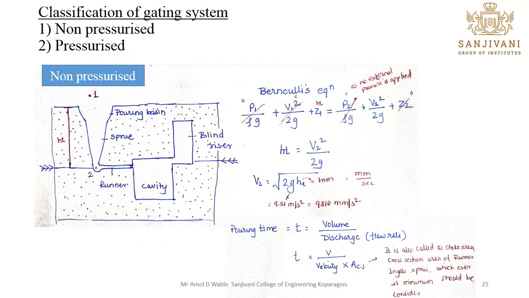Now let us see another concept related to the gating system, that is non-pressurized and pressurized. Generally the gating system is classified in two ways: a non-pressurized gating system and a pressurized gating system. In a non-pressurized gating system, the pressure of the molten metal in this space and in the environment remains the same, as there will be no added pressure on the molten metal. It is called a non-pressurized gating system.